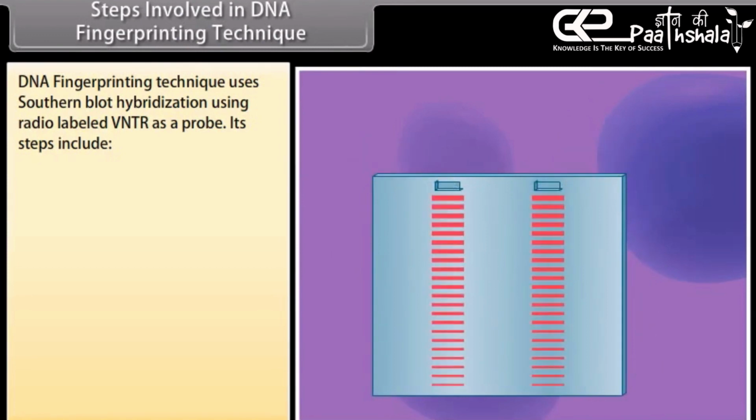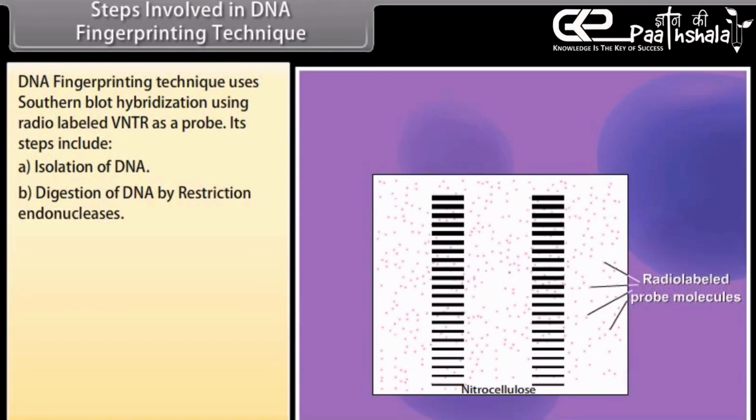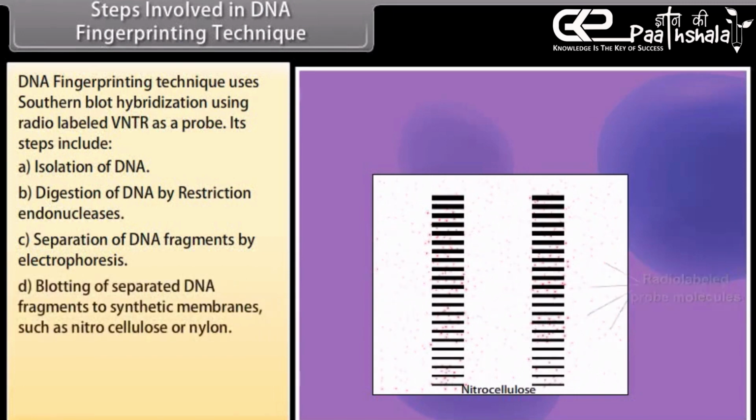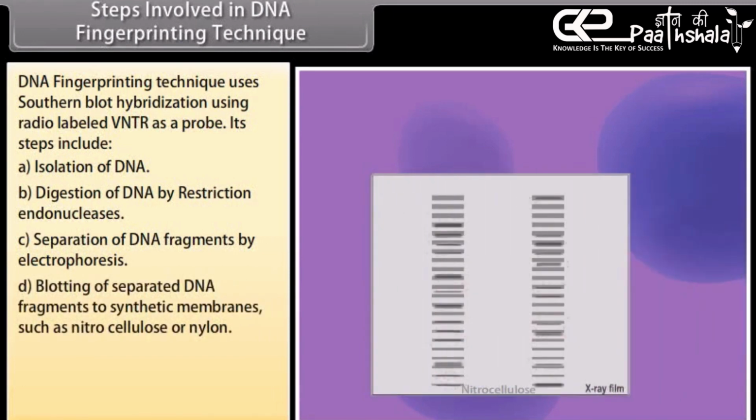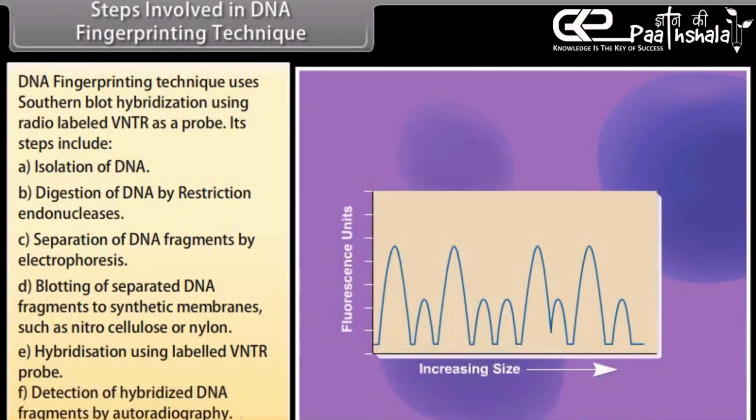Its steps include: A. Isolation of DNA. B. Digestion of DNA by restriction endonucleases. C. Separation of DNA fragments by electrophoresis. D. Blotting of separated DNA fragments to synthetic membranes such as nitrocellulose or nylon. E. Hybridization using labeled VNTR probe. F. Detection of hybridized DNA fragments by autoradiography.